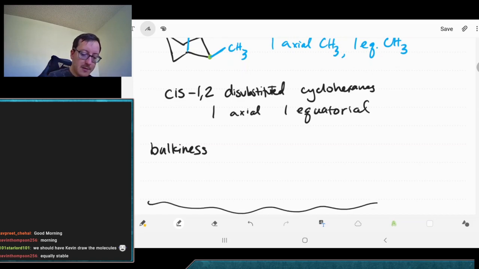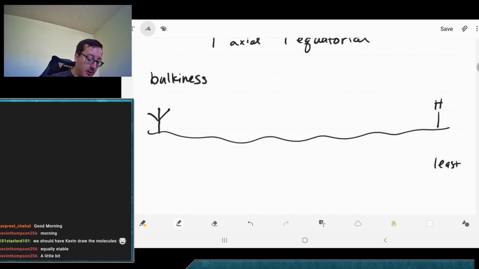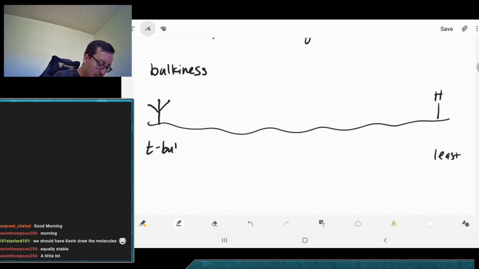So various substituents here. I don't think we've done them in terms of what's the bulkiest, what's the least bulky, that sort of thing. At the end here, hydrogen will be our least bulky. And our biggest one is going to be our dear friend T-butyl, the T-butyl substituent. This is our bulkiest group.